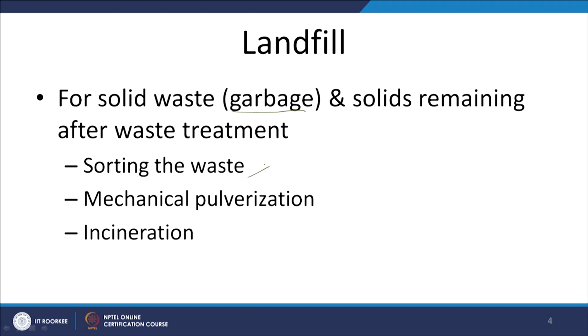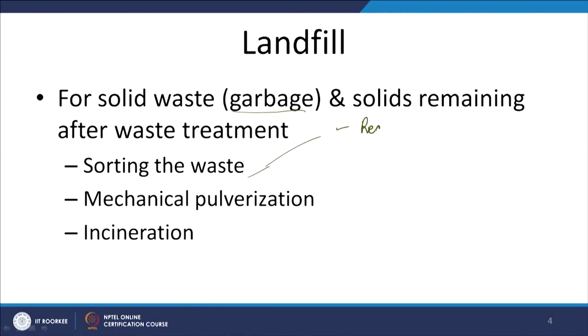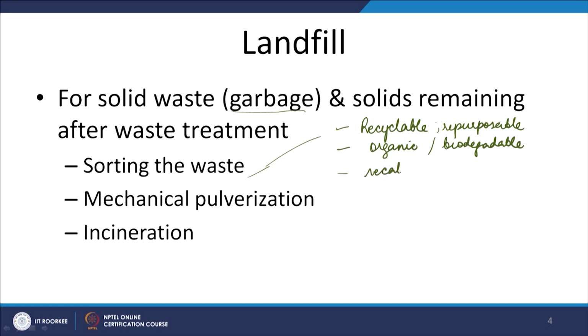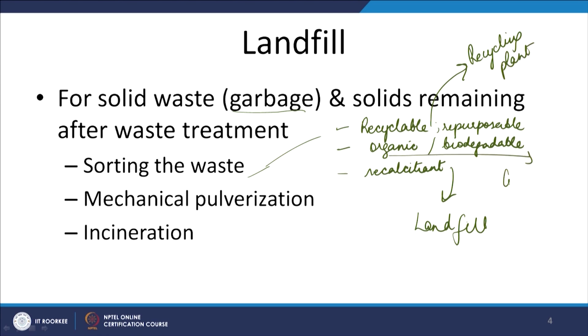It's economically not very attractive, and thus it requires mass public awareness and a drive for people to sort their waste at home right away. So we sort the waste, we remove all the recyclable, repurposable materials. We also separate the organic, rather biodegradable material, and then we are left with recalcitrant material. This recalcitrant material can go to landfill. The recyclable material should go to a recycle plant, and the biodegradable material should go for composting. Ideally, this is your ideal solid waste management practice. You have landfill, recycle and composting.